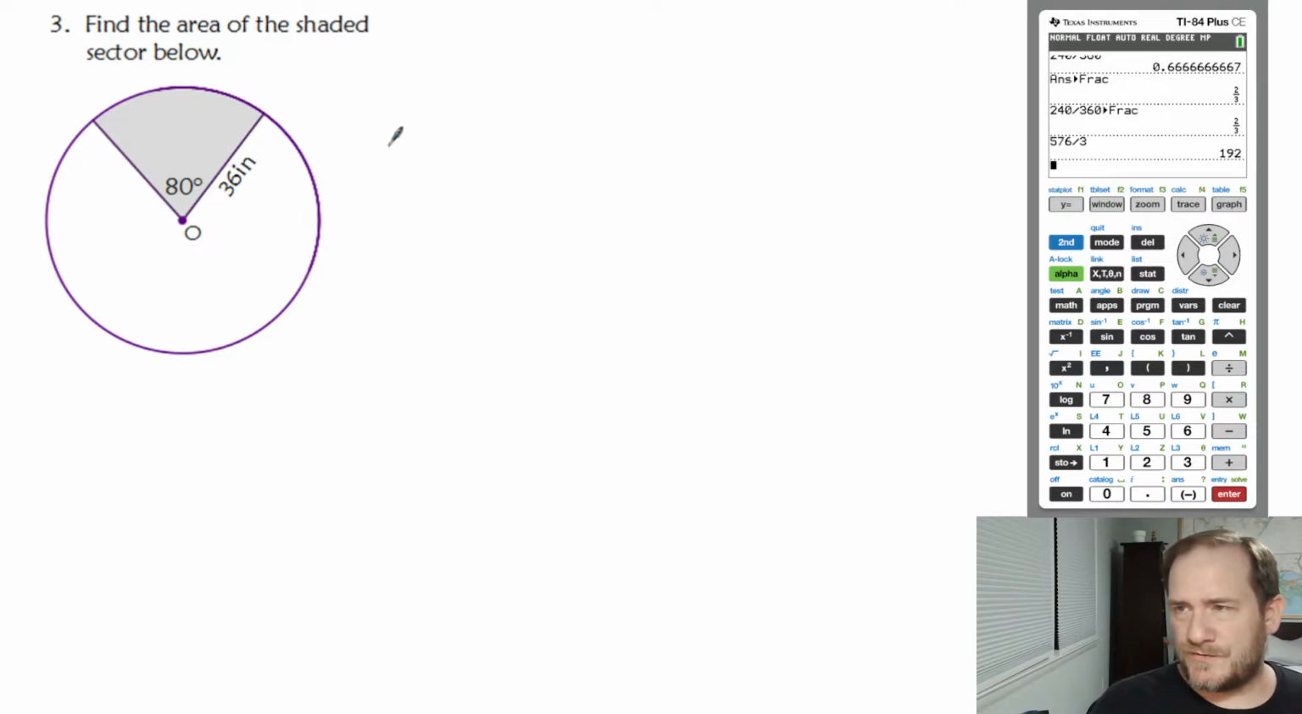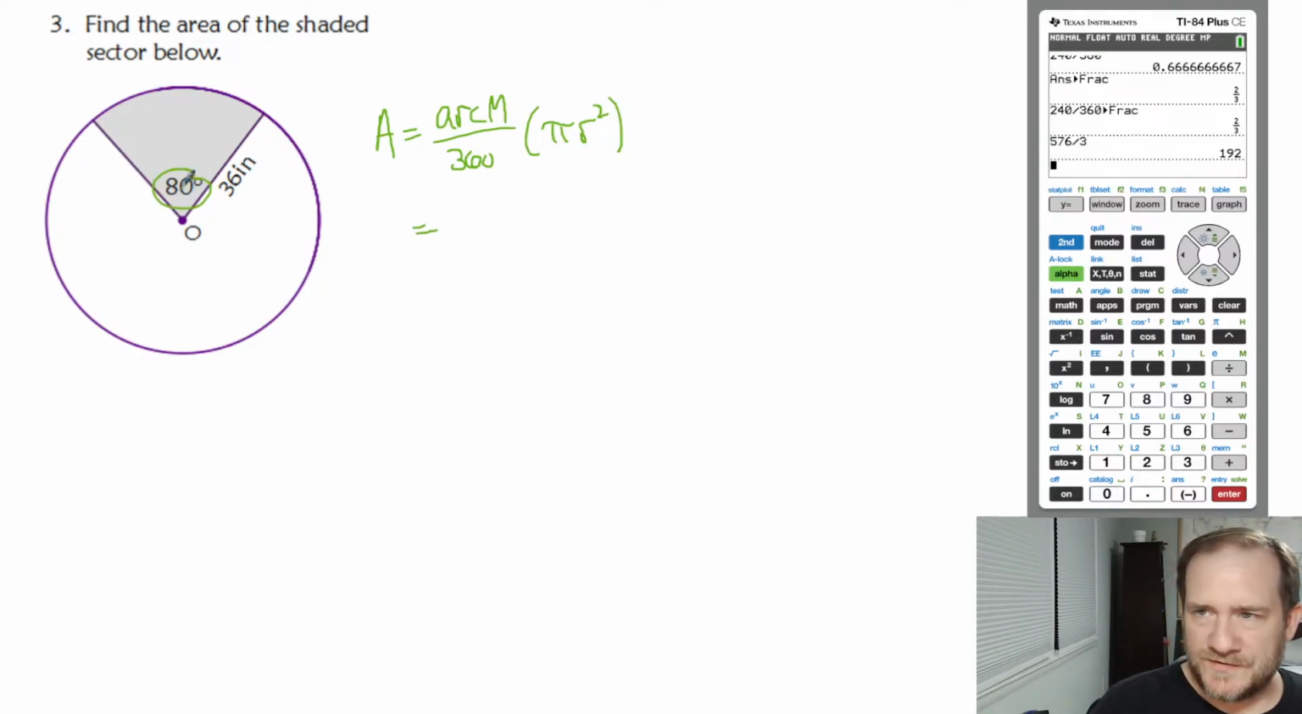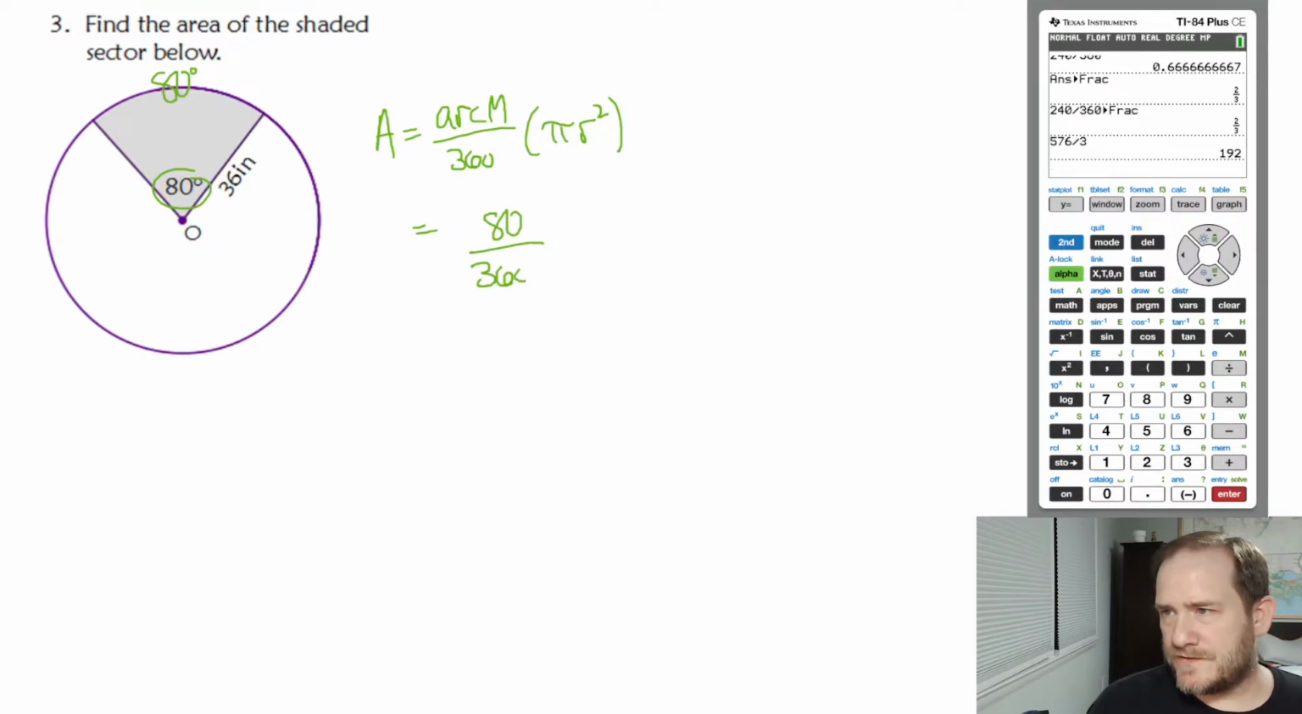So this is a pretty straightforward problem. You'll say area equals arc measure over 360 times pi r squared. Our arc measure, well if the central angle is 80, then the arc is 80, just like on the last test. That's going to be over 360. We've got another really big radius, 36.